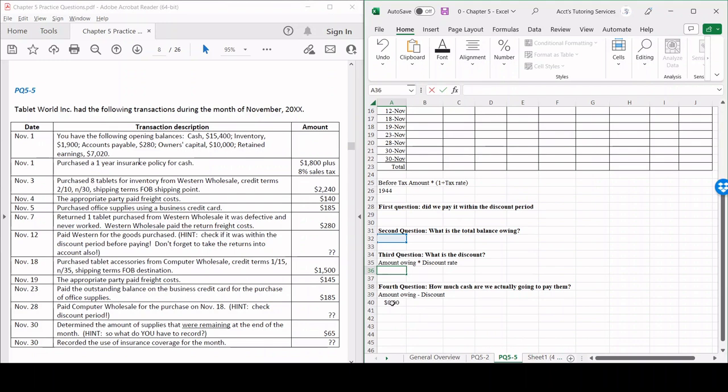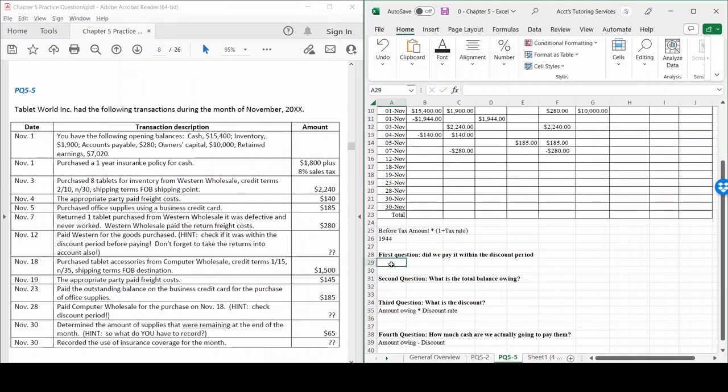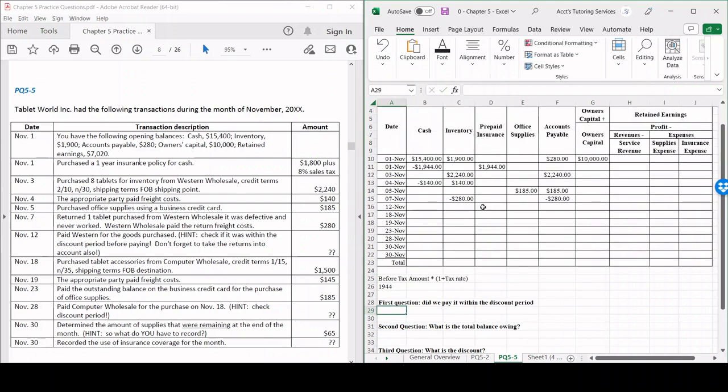I'm just going to delete that. Okay. So the first question is, did we pay within the discount period? We got this on November 3rd. 10 days is the discount period. 10 plus 3 is November 13th. We paid it by November 12th. So yes, we did.